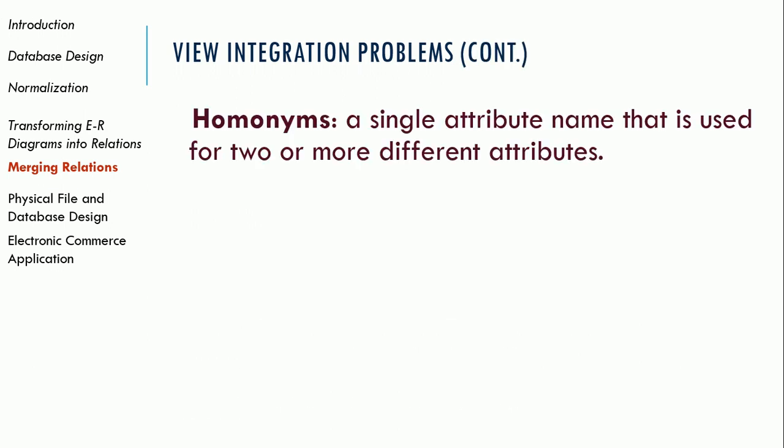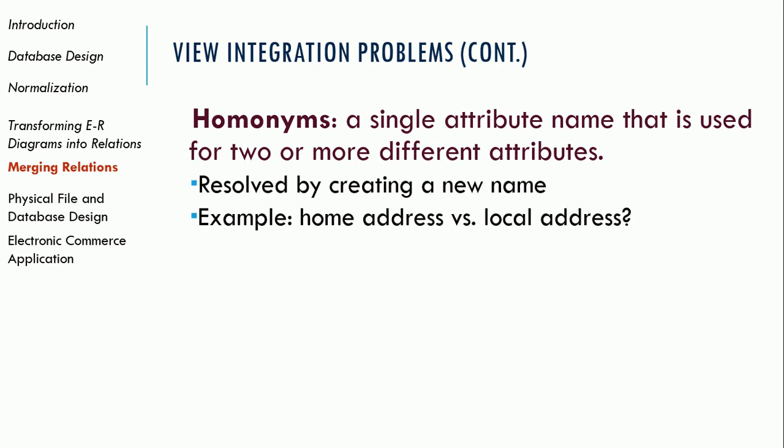Another example of view integration is homonyms. This is where a single attribute name is used for two or more different attributes. So we're all using the same term, but we all mean something different, right? That's going to be a homonym problem, and that also has to be resolved by creating some new name for that object so that it doesn't overlap with another object's name, because again, they mean something different.